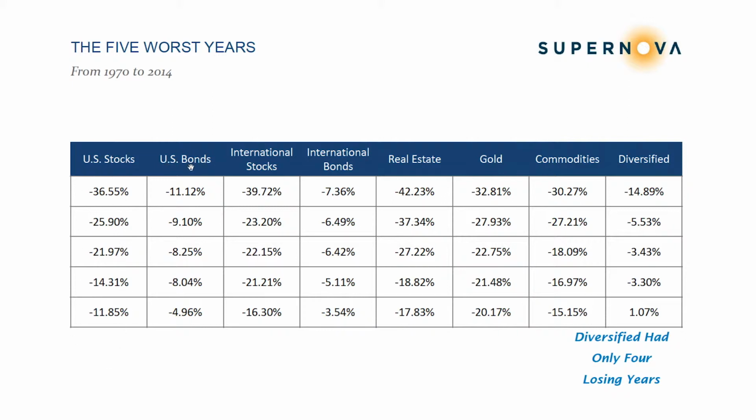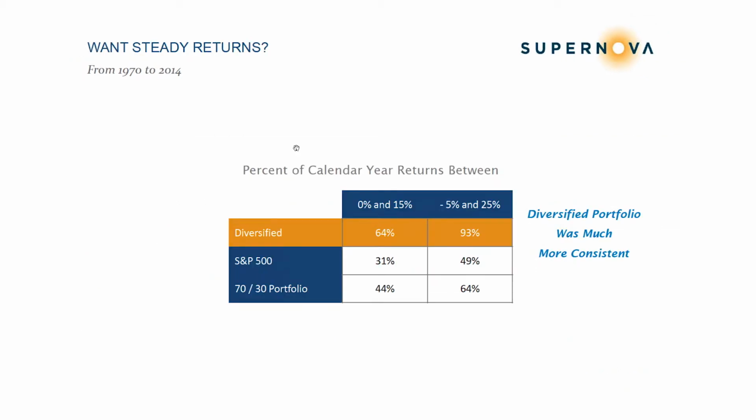Many down years over the last 45 years for U.S. stocks. What about U.S. bonds? The worst year out of the last 45 years was down 11%, but this is not 2008. There was also, of course, a down 9, a down 8, etc. Many down years for U.S. bonds. International stocks and bonds, many down years in the last 45 years. Real estate, gold, and commodities, many down years in the last 45 years. How about all the way on the right, the diversified portfolio would have only had 4 losing years out of 45 years. So why do we want to be diversified? Because we want steady returns.